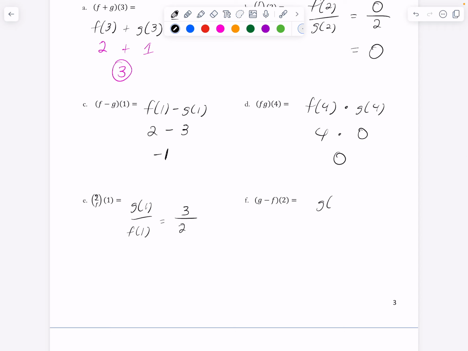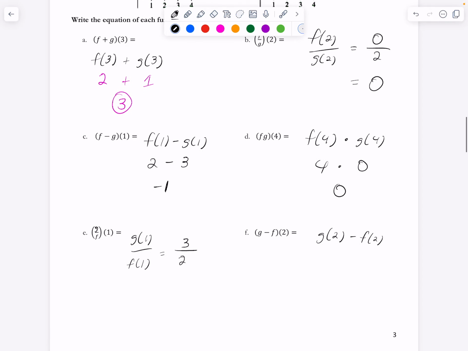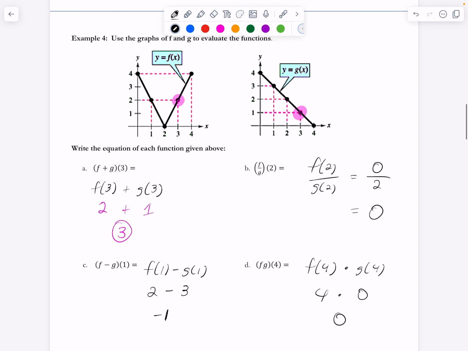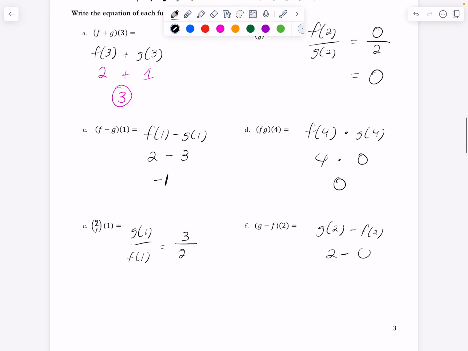And the last one, g of 2 minus f of 2. G of 2 is 2. F of 2 is going to be 0. When you subtract, you get 2. All right, so that's how you do it with the graphs.